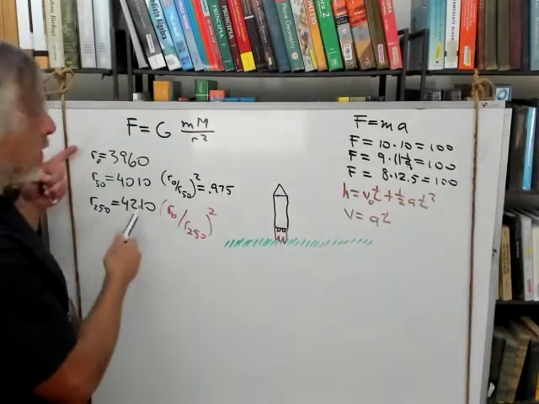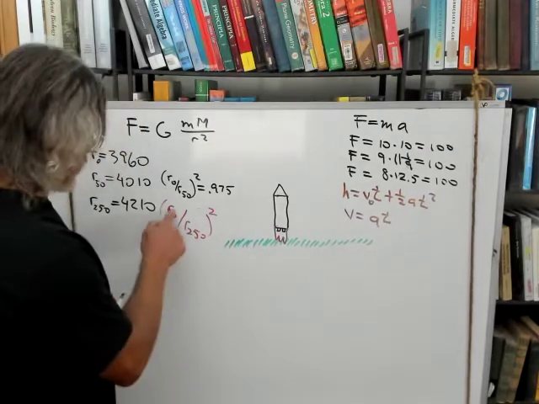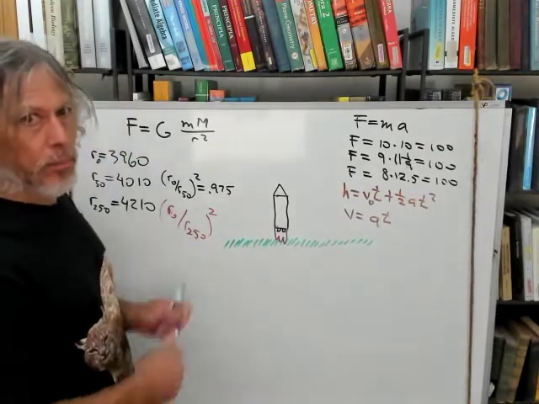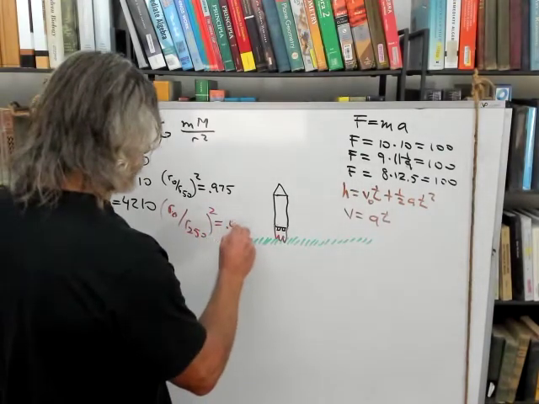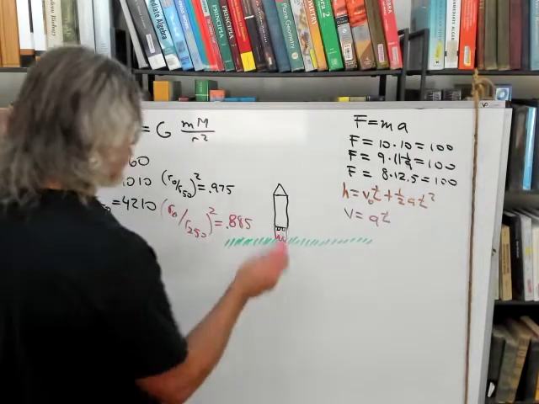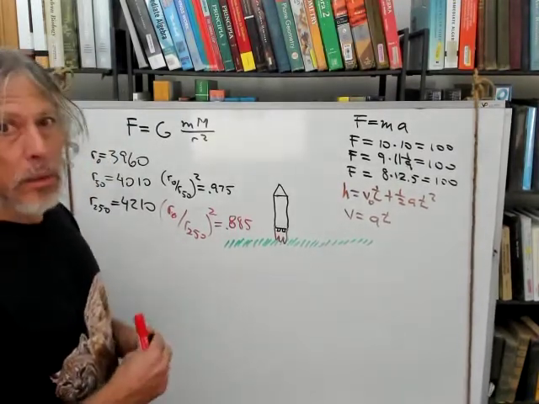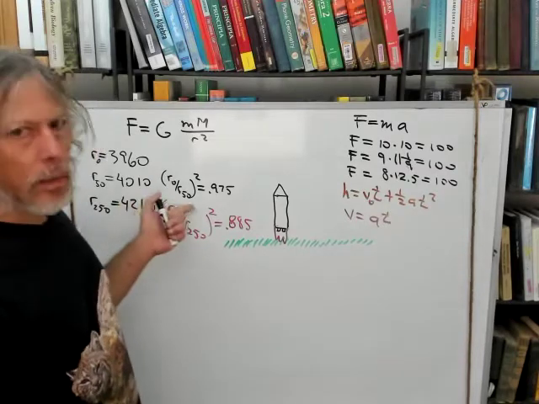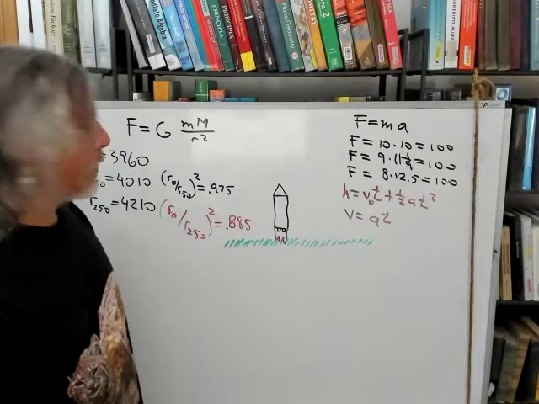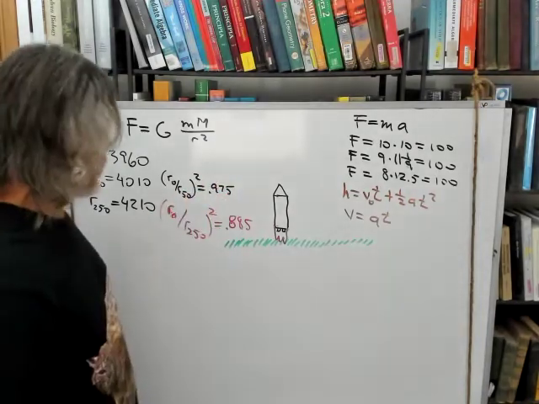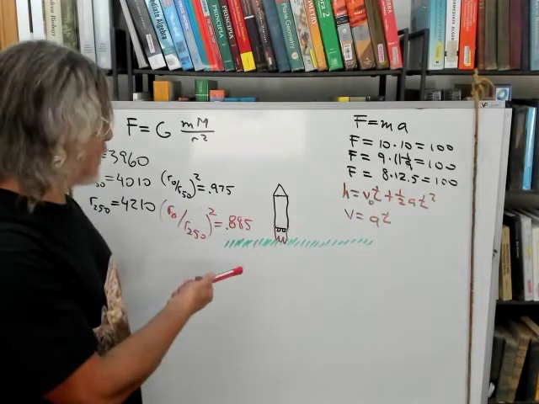And this over this squared will be about 0.885. Okay, so not much difference. When you're at 50 miles, you're still like 97% of your weight. So if you weigh 100 pounds, you'd weigh 97.5. Or 250 miles up, if you weigh 100, you'd weigh 88.5.